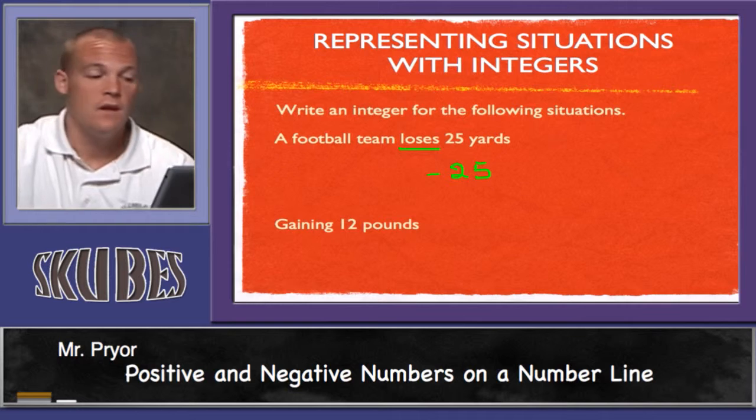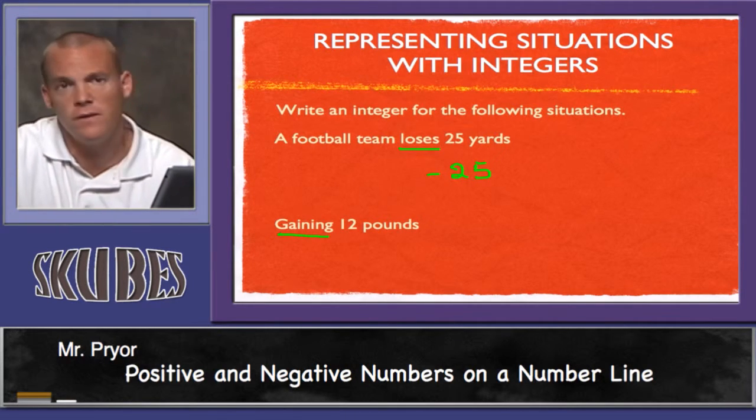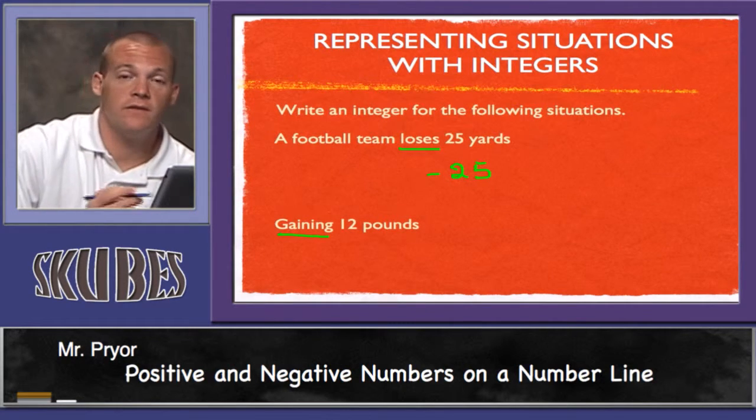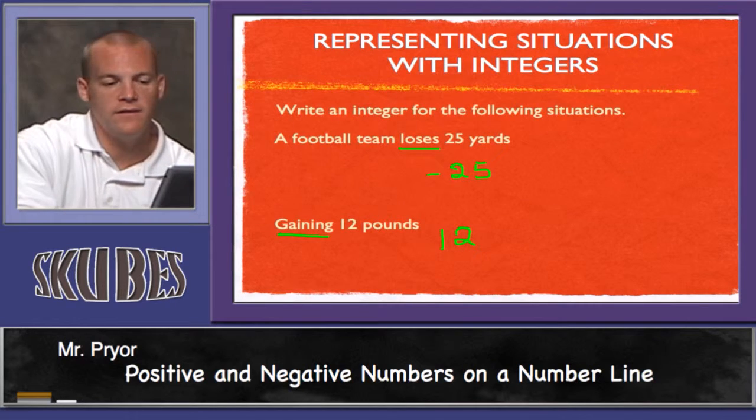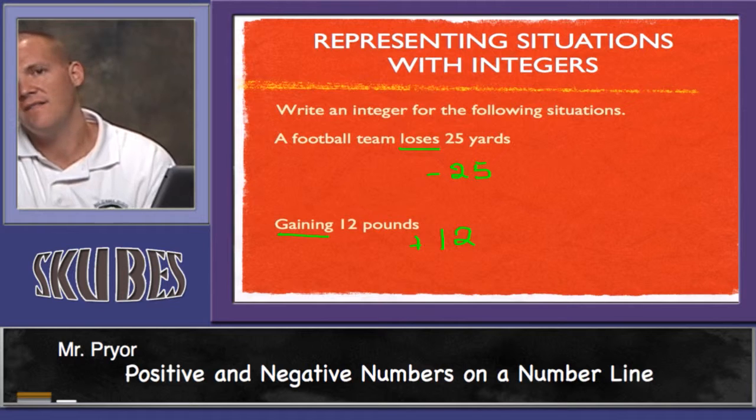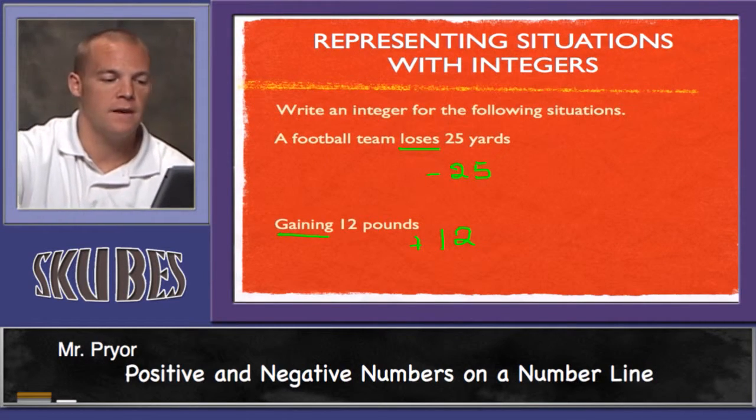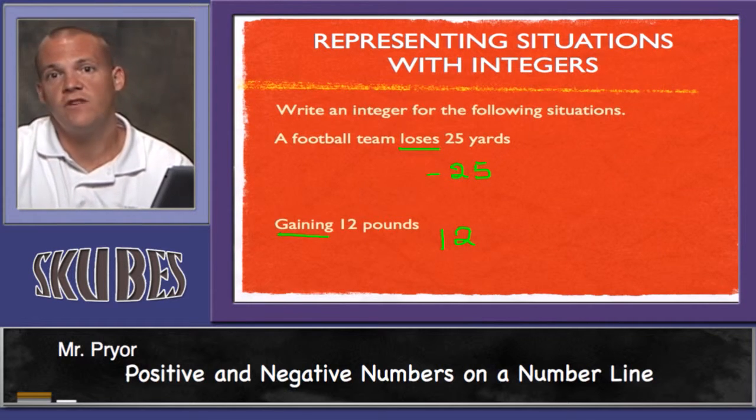Gaining 12 pounds. Well, again, the word gain means to go up, okay, or that you have a movement trending up. So gaining 12 pounds as an integer would be represented with a +12. Now, you don't necessarily have to put the positive sign. You've noticed I haven't been doing that. That's not necessary, but it is something you will see from time to time. So I don't want you to get thrown off by that. All right, this has been a quick tutorial on representing integers on a number line.